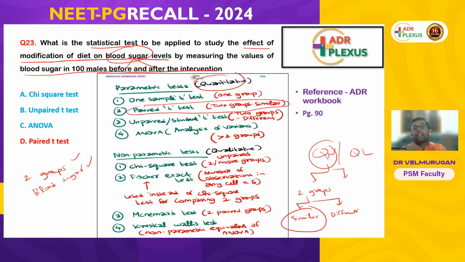If they are two different groups, males and females, males with one intervention, females with one intervention, then it becomes an unpaired test. If there are more than two groups, like males, females, children, very old male, very old female, like this, there are many types of groups. More than two groups means ANOVA, analysis of variance. So these are all for what data? Quantitative data.